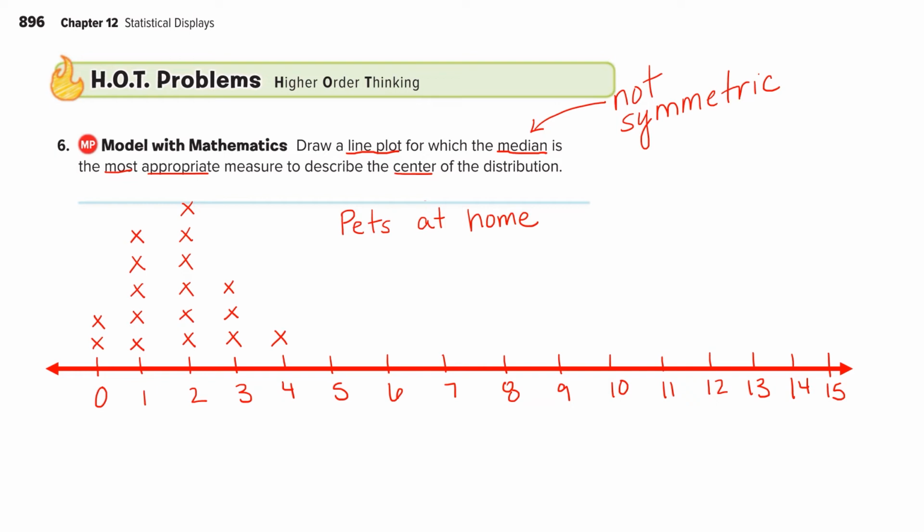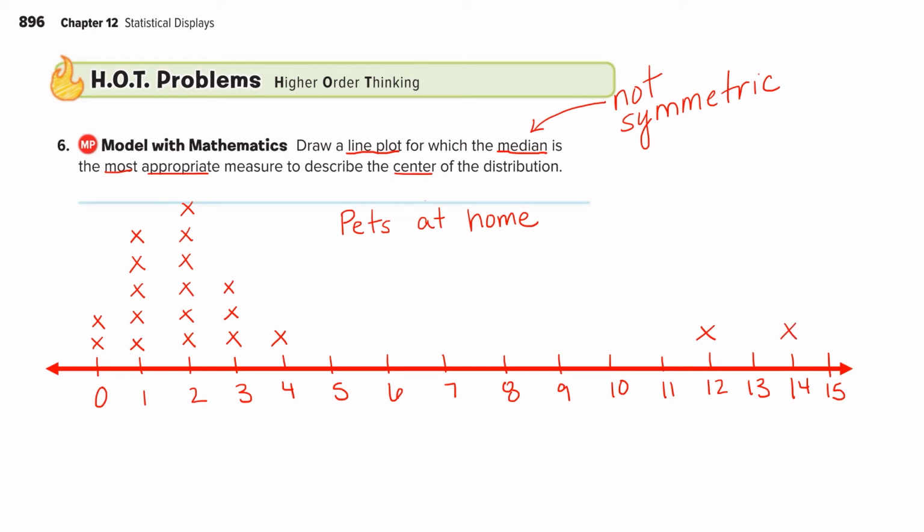And then let's say for whatever reason we have 1 person that has 12 pets, okay? And we have 1 person that has 14 pets. Maybe they counted like all their fish or something like that.